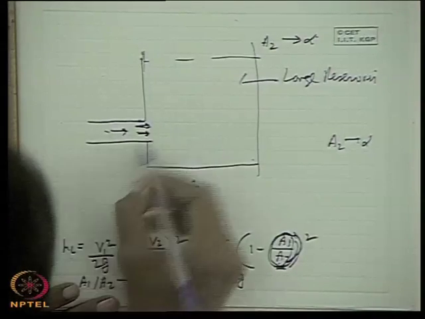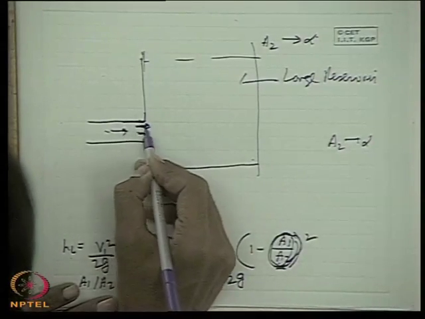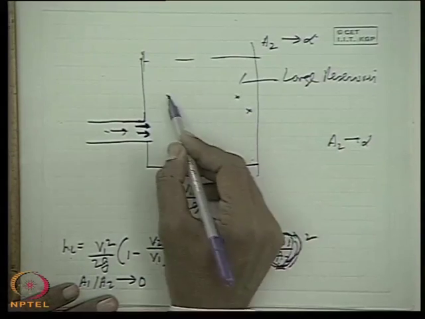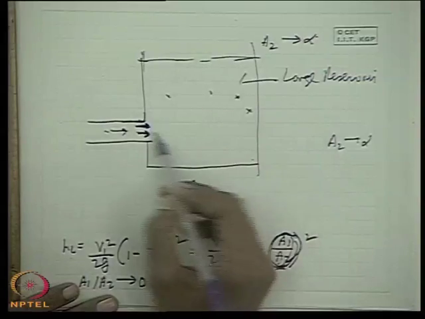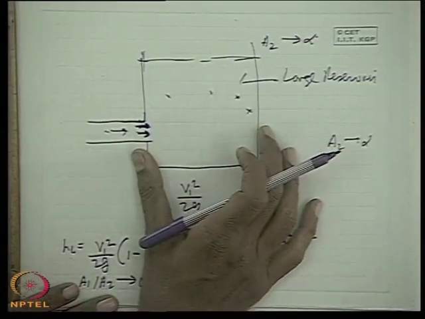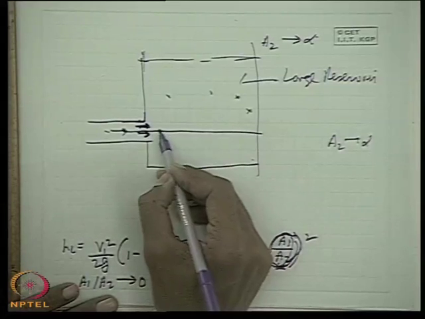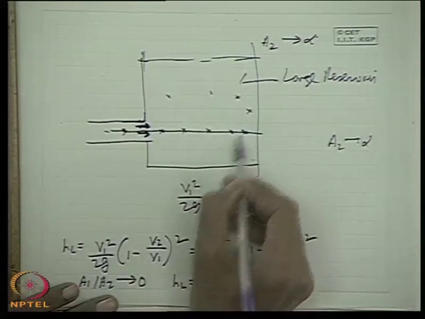And this is very simple to understand physically, that the velocity head with which the fluid is discharged is ultimately lost, because at this point in the large reservoir, the fluid is at rest. That means the velocity head is arrested in this large reservoir. And another very important thing is that if you now write the Bernoulli's equation at the same point, you will find an interesting thing.